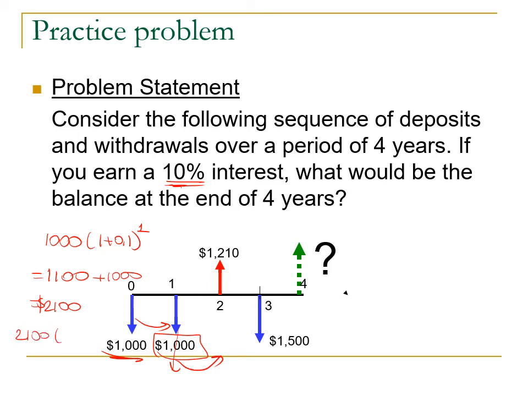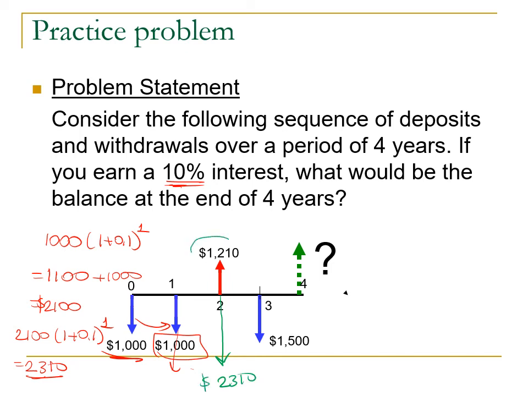And I will find its equivalent value at the end of year 2, which means that I will multiply this amount by 1 plus 0.1 to the power 1 again. So I am moving one step further. I am calculating its future value for one period. And this makes $2,310. So at this time period here, now, let me write with a different color, we have $2,310 in the bank account.